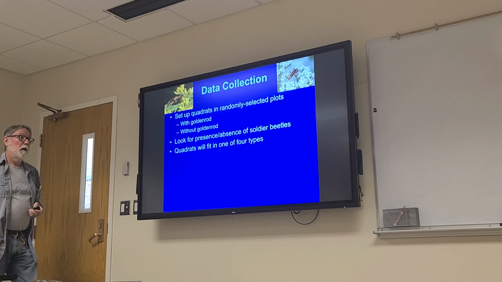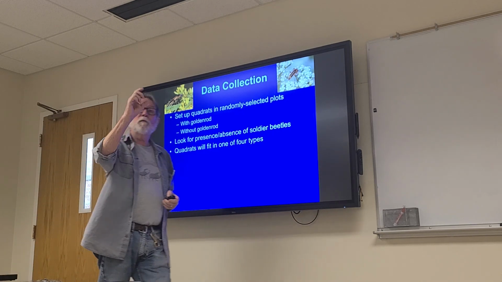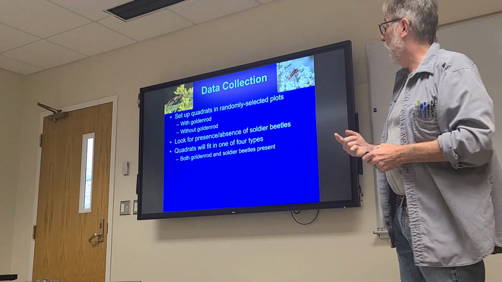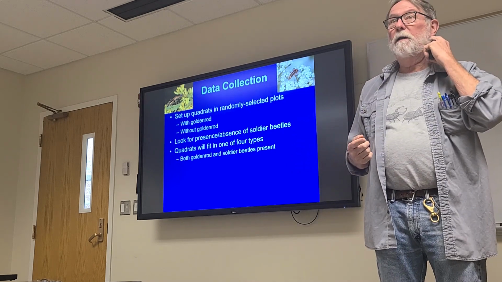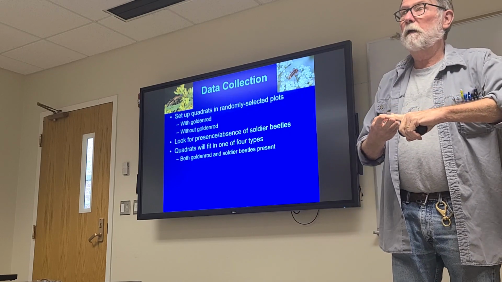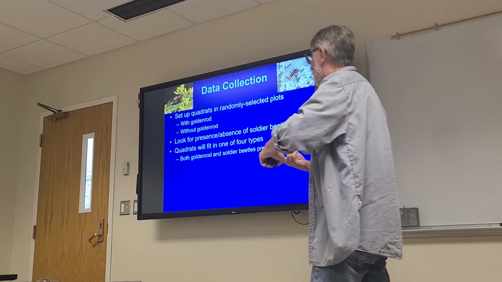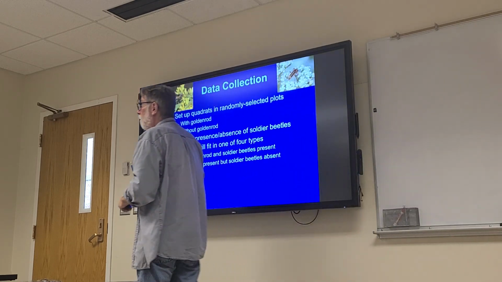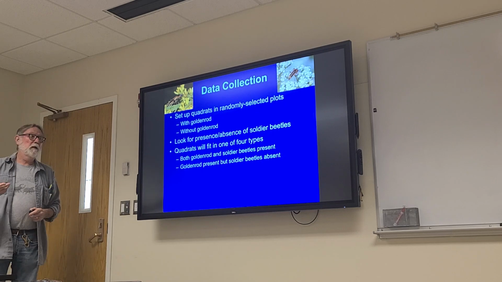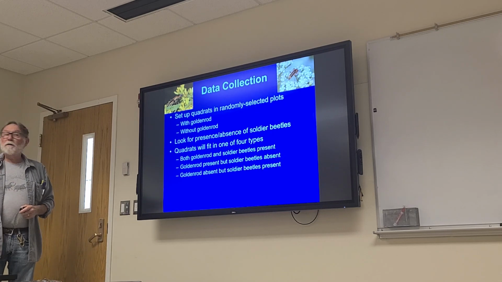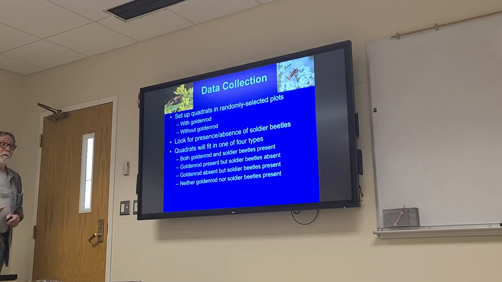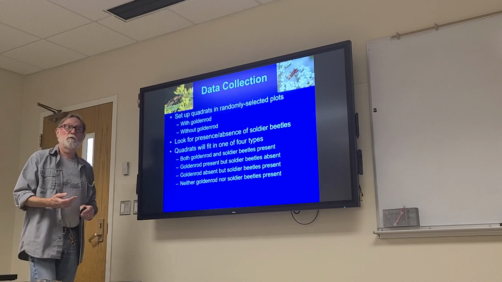And so as a result, each one of our plots will be of one of four types. One type will be, I found a plot, it has goldenrod in it, and by golly gosh, there's soldier beetles too. You can see where I'm going with this. The next one would be, it's got goldenrod, but I don't have any soldier beetles. Third type will be, I ain't got goldenrod, but I do have soldier beetles. And the fourth type, I got neither. There's no goldenrod in this plot, there's no soldier beetles in this plot.